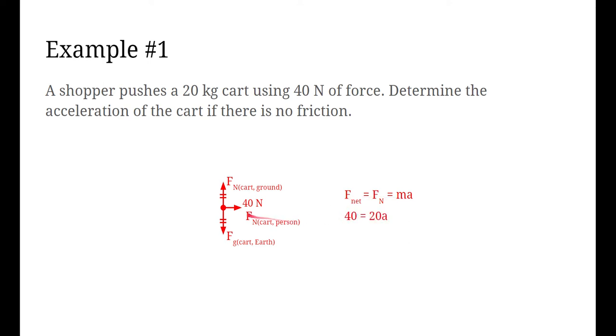So here we have 40 newtons, which is the amount of force that they apply, equals 20 kilograms times acceleration. And if we divide both sides by 20, we get that the cart is going to accelerate 2 meters per second squared to the right, because it's in the same direction as the unbalanced force provided by the person pushing.